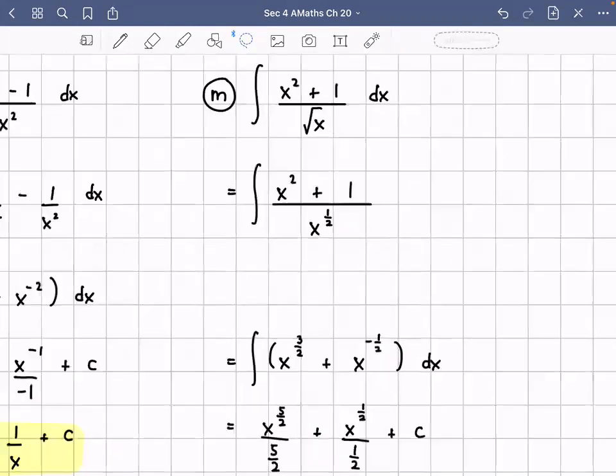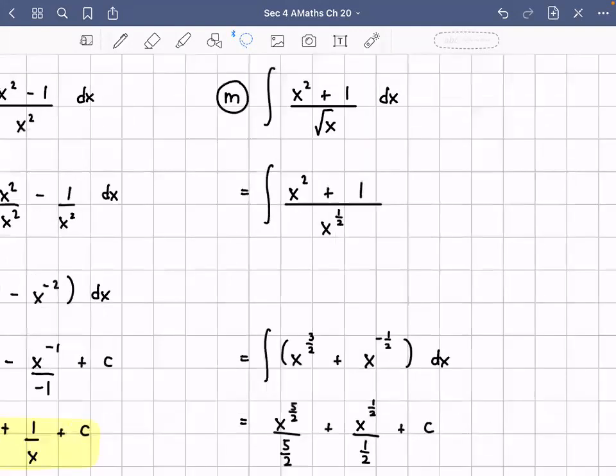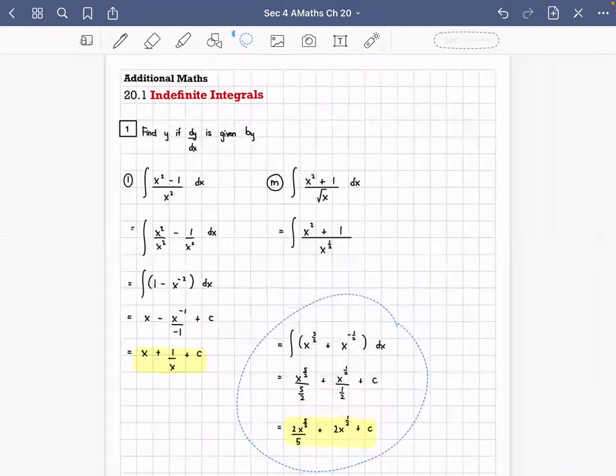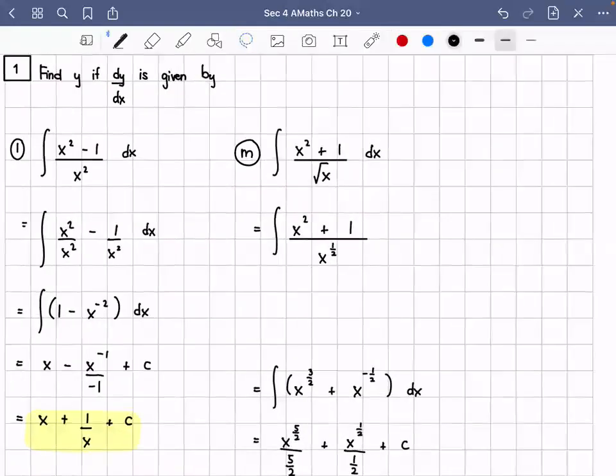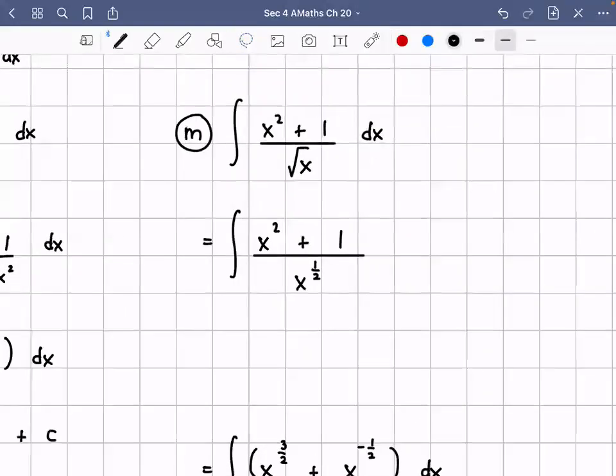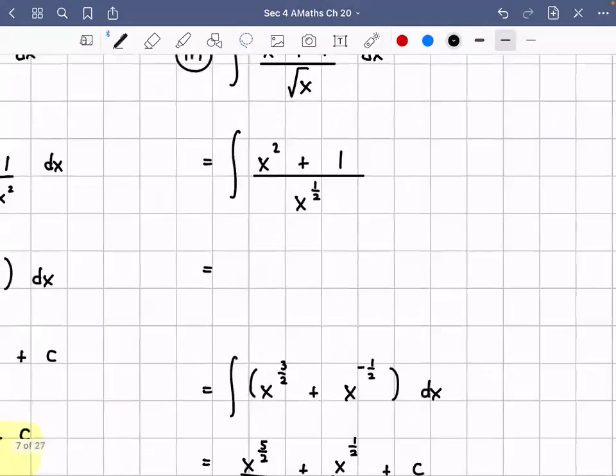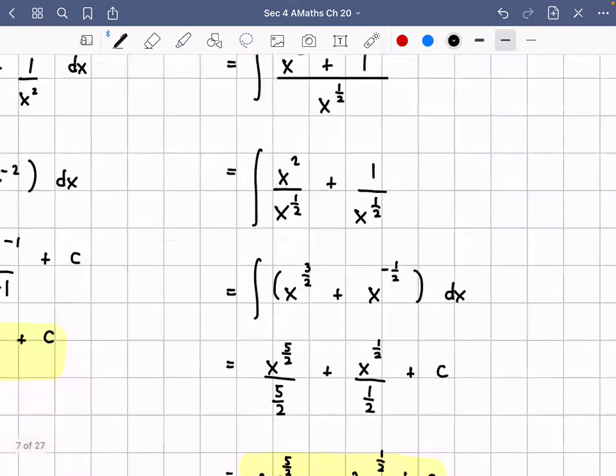So this thing here becomes x squared divided by x raised to 1/2, plus 1 over x raised to 1/2. That's what happened there.